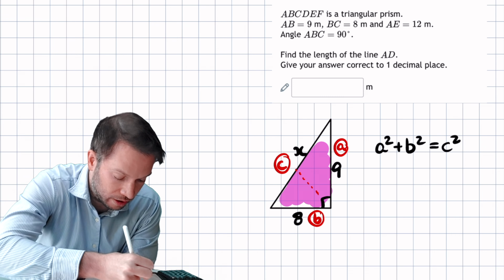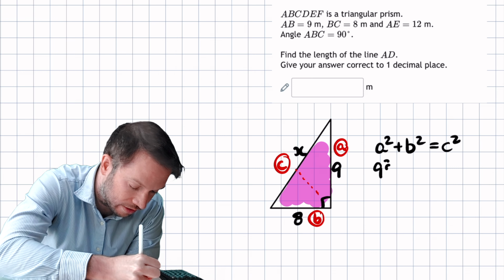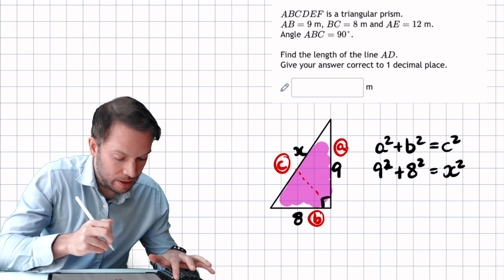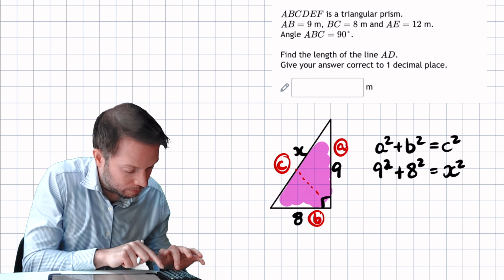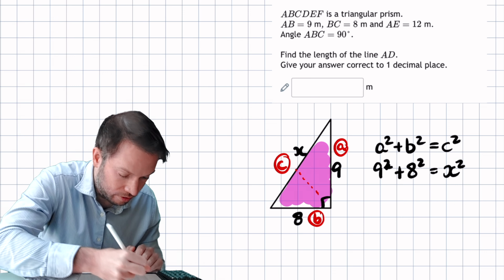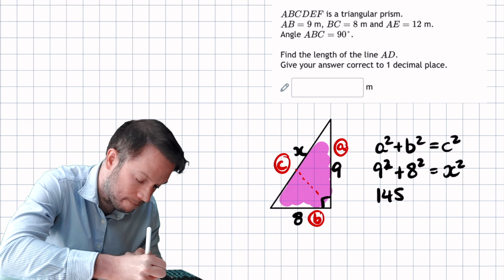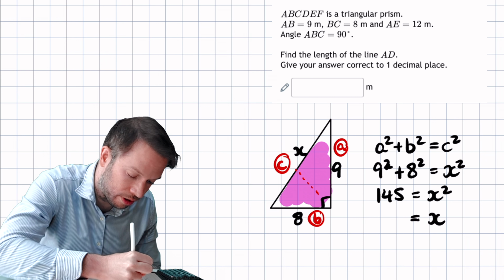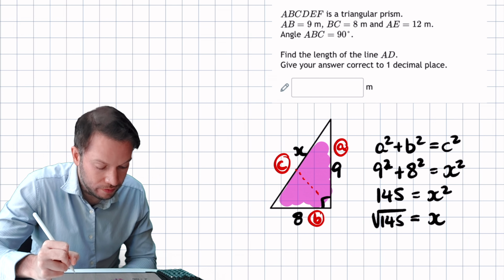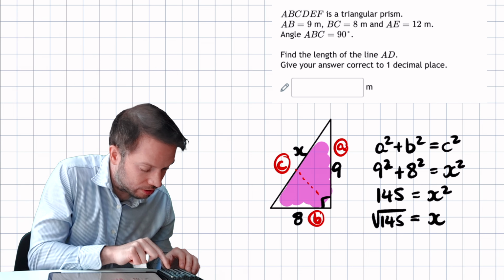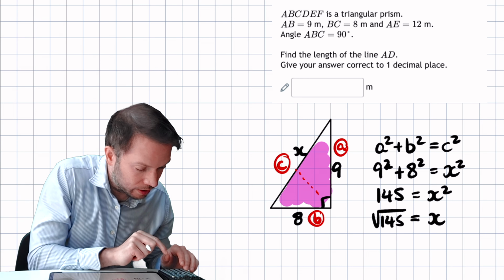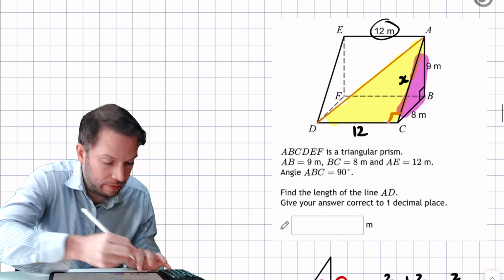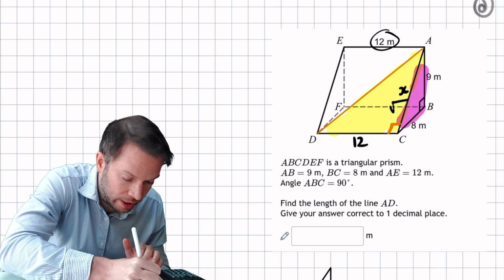So we can substitute in those values. 9 squared plus 8 squared is equal to C squared, X squared. And then what is 9 squared plus 8 squared? Well, that's 81 plus 64, which is 145. And if we square root both sides, x is just the square root of 145. Does that simplify at all? Square root of 145. No, it doesn't. So, okay, x is root 145, and we might as well just leave it as that. You'll see why in a moment.